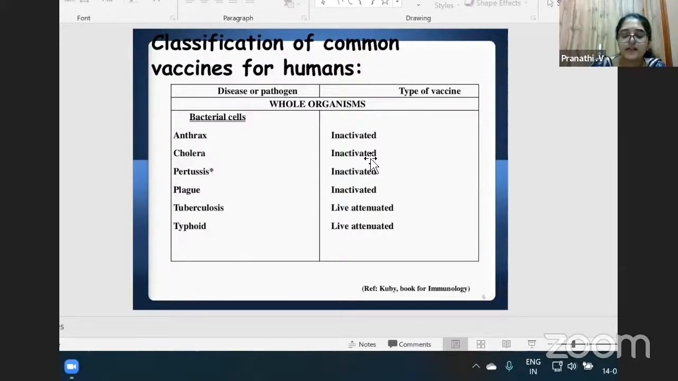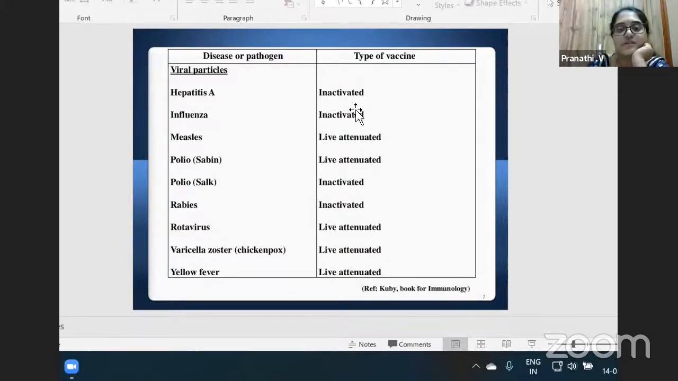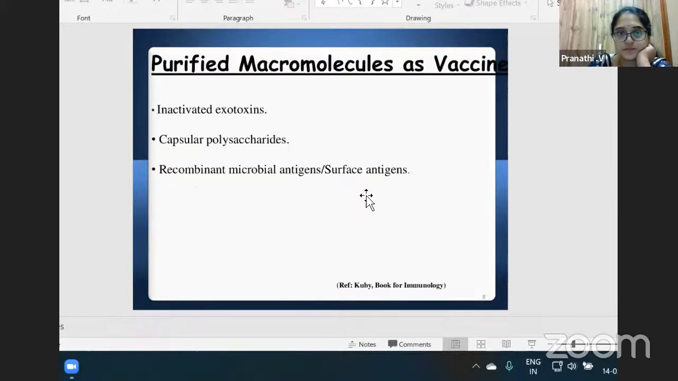Examples are the inactivated polio vaccine or IPV and the hepatitis A vaccine. You have the cholera inactivated vaccine or DPT, that is the pertussis inactivated vaccine. But these are live attenuated: tuberculosis and typhoid, you have already seen that. All of these are inactivated or live attenuated. Sabin's polio vaccine is live attenuated. Salk's vaccine is again inactivated. So you have different kinds of polio vaccines also. Varicella zoster is live attenuated. Rabies is inactivated. So for inactivated vaccines, you need booster shots.